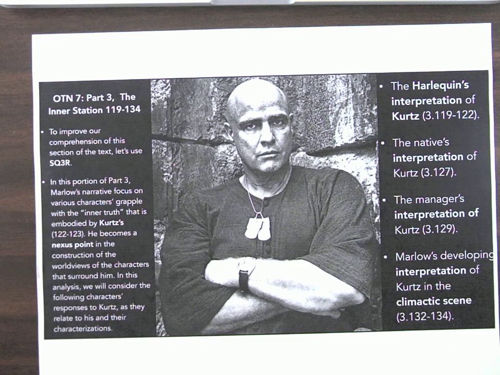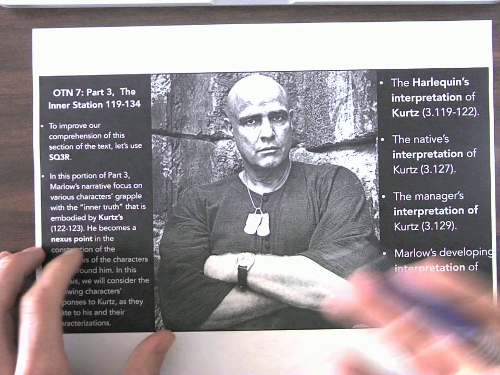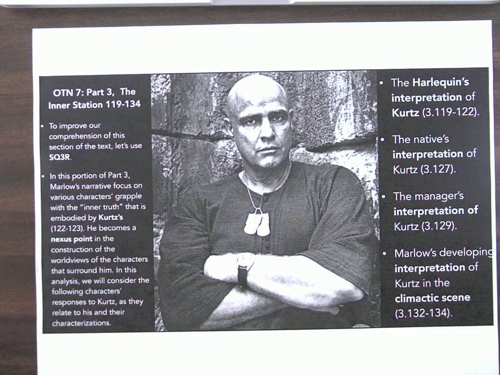OTN 7 is centered on analyzing pages 119 to 134, in which Marlowe and other characters are confronted with and required to grapple with the inner truth that Kurtz embodies. This is a picture of Kurtz from a modern retelling of Heart of Darkness, a movie directed by Francis Coppola called Apocalypse Now. It's a pretty famous movie. This is Marlon Brando, who is playing the role of Captain Kurtz, who is being chased down in Vietnam by a guy named Captain Willard.